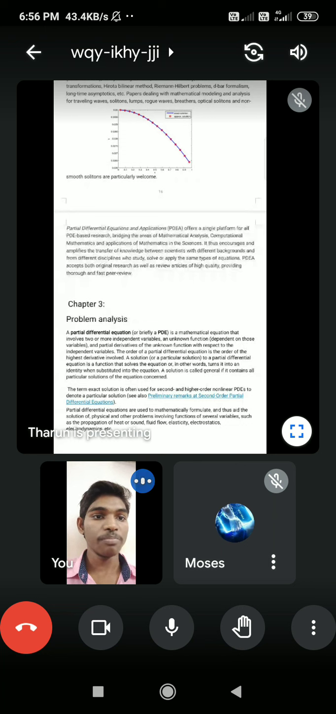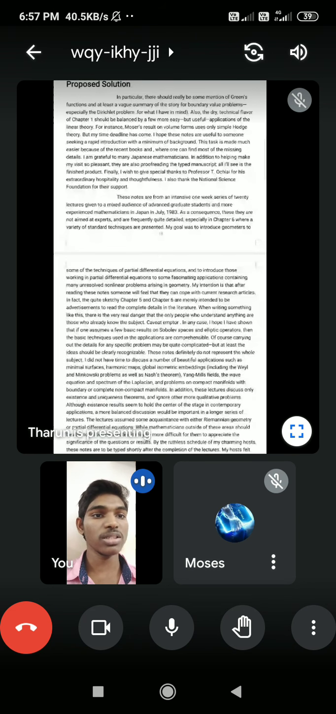Proposed solution. The part there should really become some mention of Green's functions and at least a vague summary of the story of boundary value problems, especially the Dirichlet problem. For what I have in mind, also the dry technical flavor of chapter 1, for instance Moser's result on volume forms, using only simple Hodge theory. But my time deadline has come. I hope these notes are useful to someone seeking a rapid introduction with a minimum of background.